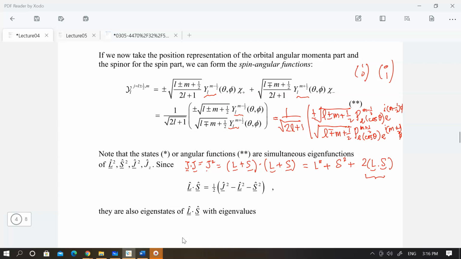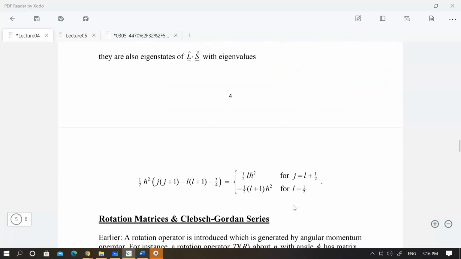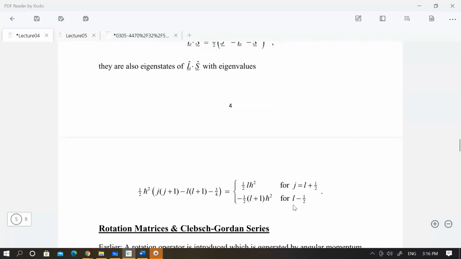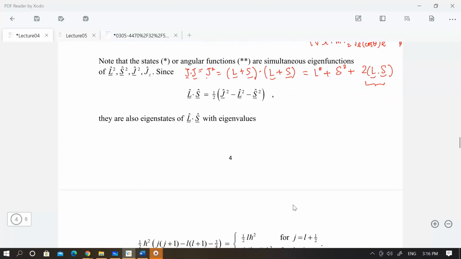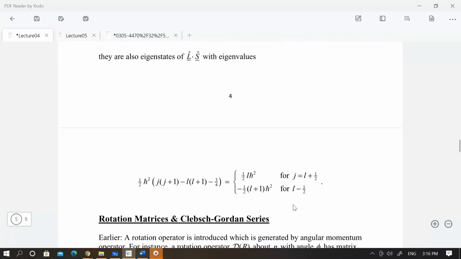So in other words, the eigenfunctions that you have is also an eigenfunction of L dot S. Okay, so which is convenient, and then you can find out what this L dot S eigenvalues are by just substituting your expression here. So you get J(J+1) here, L(L+1) here, and then this is S(S+1), a half times three halves, and essentially you get two different kinds of values depending on whether it's L plus a half or L minus a half.